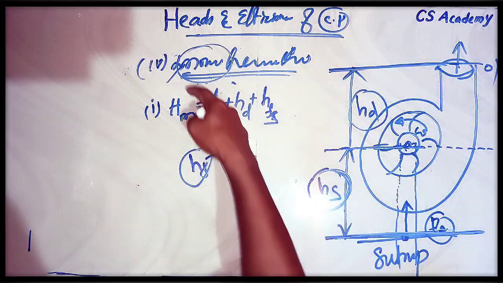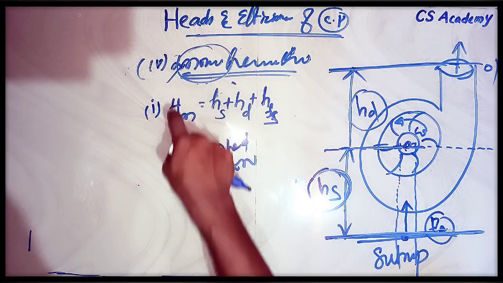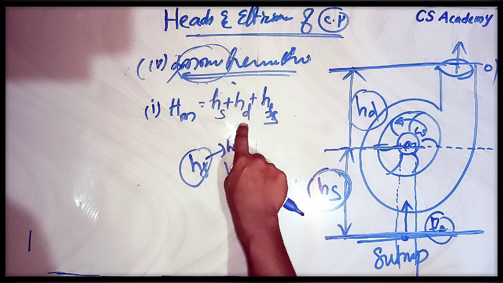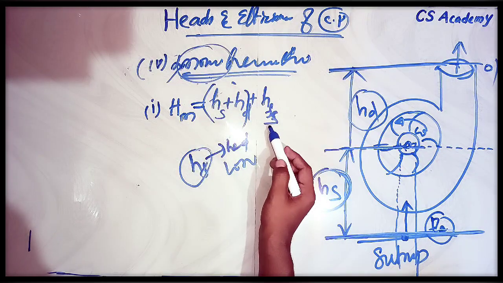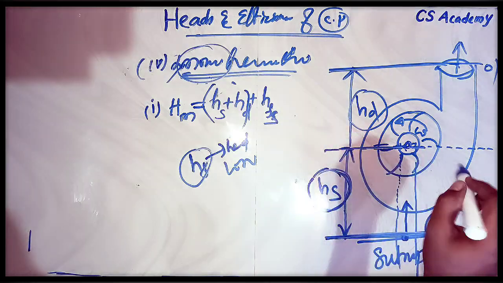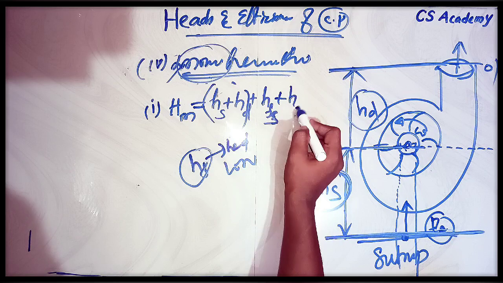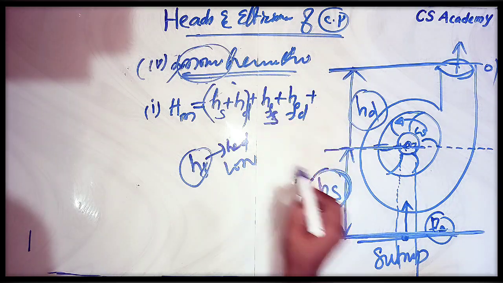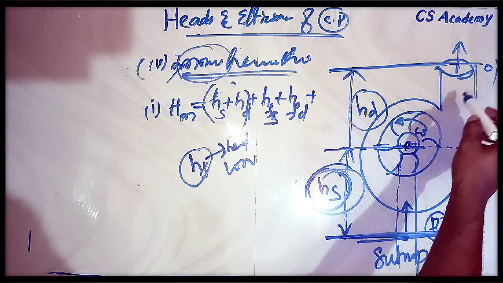That means the total head developed by the centrifugal pump, the manometric head, is nothing but the suction head plus delivery head. Along with the suction and delivery heads, there should be some losses which should be developed by the centrifugal pump only. This is the suction head losses, which are present in the suction pipe, and these are the delivery head losses, which are present in this delivery pipe.